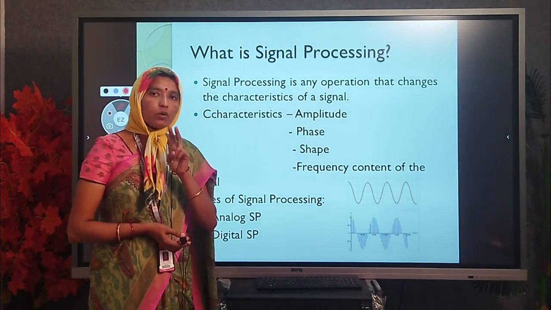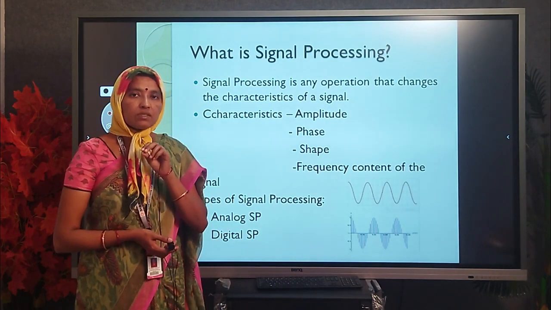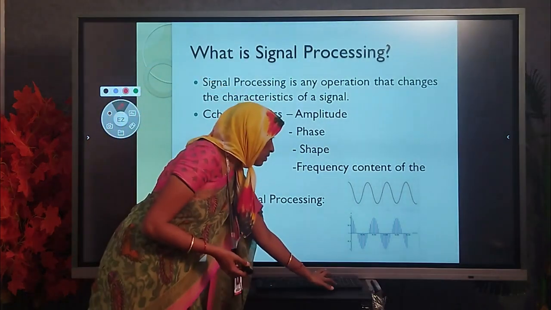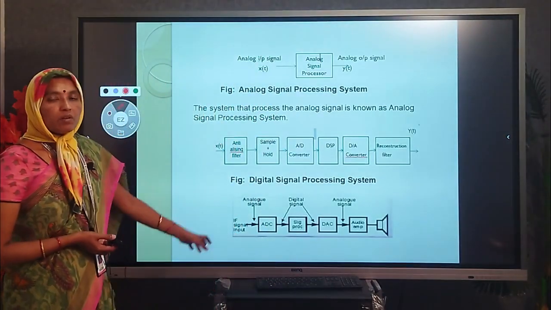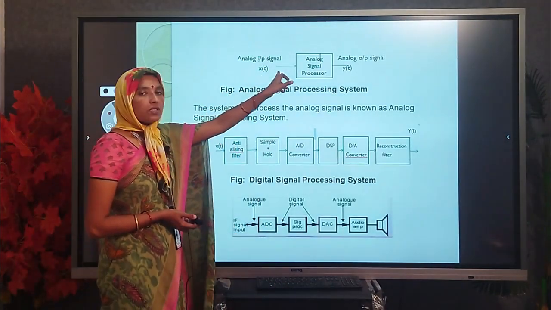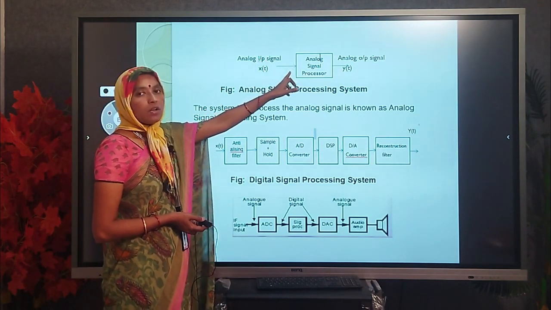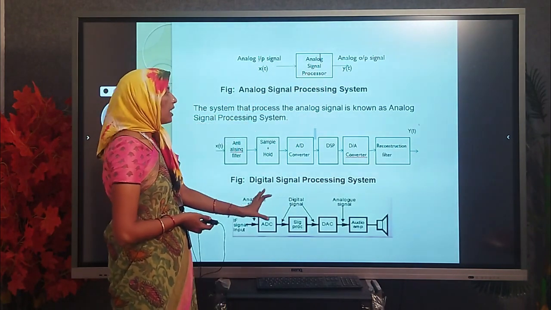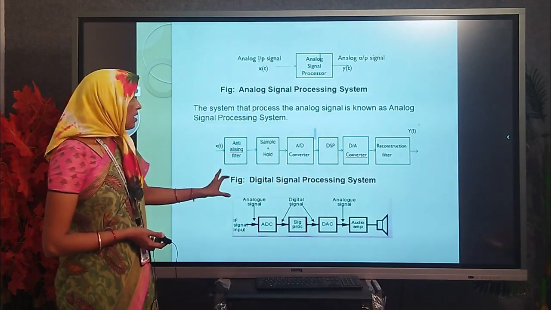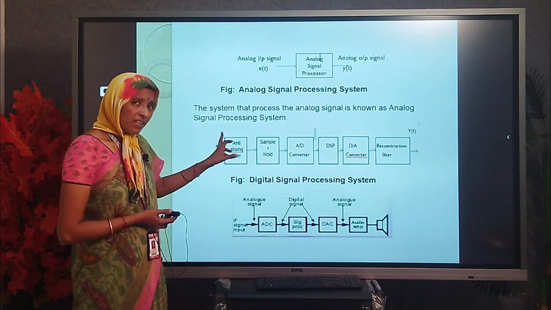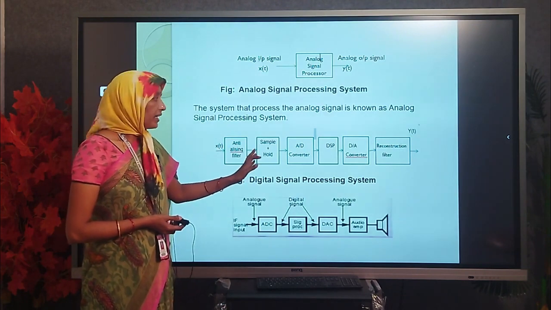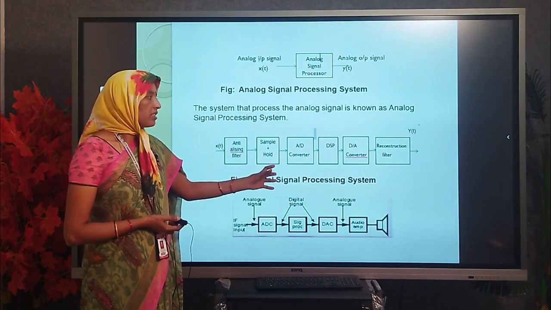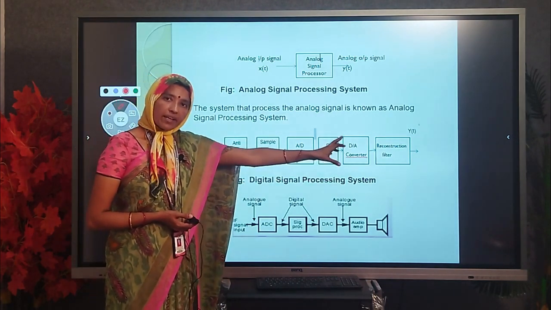And in general, we have two types of signal processing techniques. One is analog signal processing and another one is digital signal processing. And let us say about the analog signal processor. So here analog signal processor processes the analog signal and produces the analog output, but in digital signal processor it processes the analog data and converts it into digital. After some manipulations, it produces the analog output.